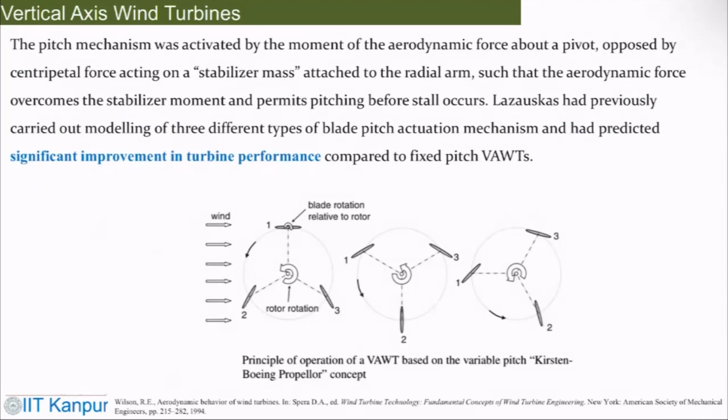Okay. So the pitch mechanism was activated by the movement of aerodynamic forces about the pivot, so that it can oppose the centripetal force, and this can act like a stabilizer mechanism, or a stabilizer mass attached to the radial arm. Ideally, the aerodynamic force overcomes the stabilizer moment and permits pitching before stall occurs. That means that these blades are continuously changing and rotating like that. So this is how it happens.